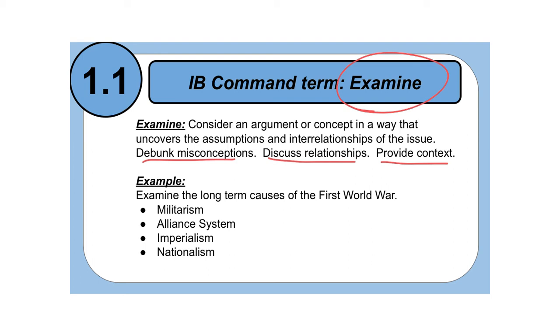So for example, if someone said, examine the long-term causes of the First World War. Well, there are four real main causes of World War I, and the acronym is MAIN, and you can see it here: militarism, alliance system, imperialism, and nationalism. If you were examining this, these would be your body paragraphs, and then you would give certain examples of militarism, certain examples of the alliance system, et cetera. And that's how you would examine that particular question.